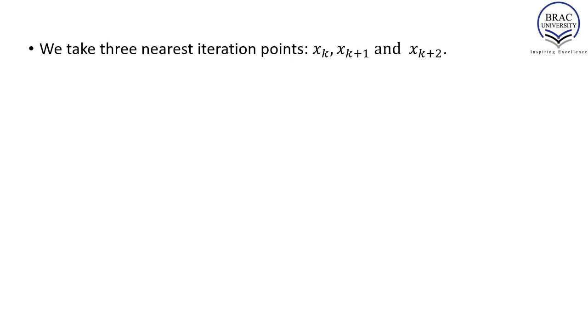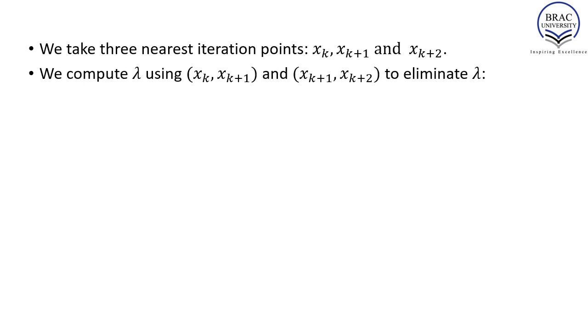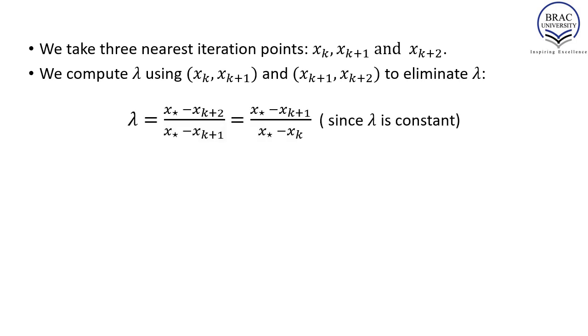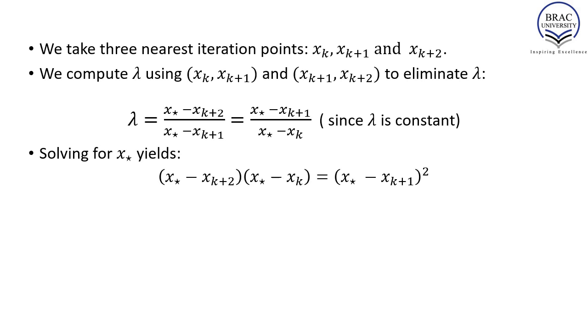So we take three nearest iteration points, x k, x k plus 1 and x k plus 2, and we compute lambda using two nearest pairs, k and k plus 1, and k plus 1 and k plus 2, to eliminate lambda. That is our equation here. You can see lambda equals this one and also this one. Now we do some algebra here, and solving for x star gives us this equation.